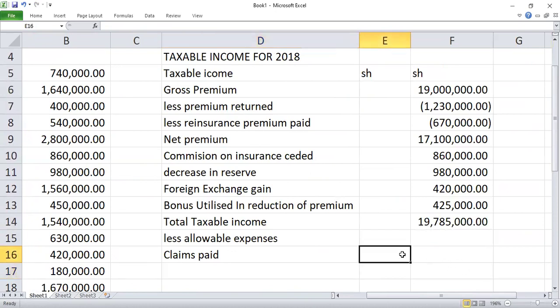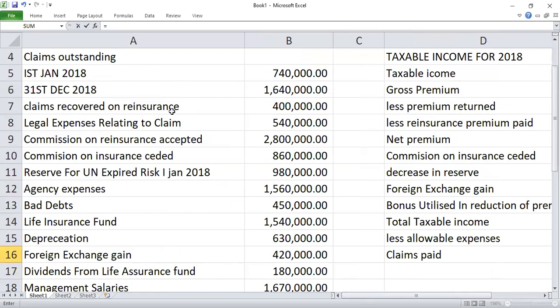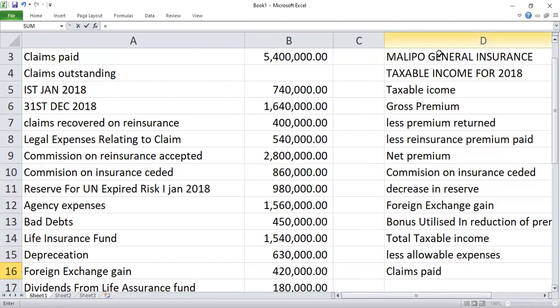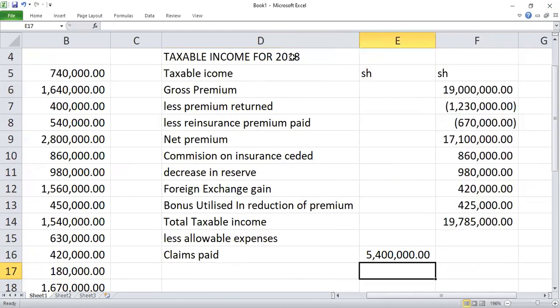So I'm going to have the claims paid equal to the amount here. If you look at the question, we need to scroll up. Claims paid is 5,400,000. That's the claims paid.